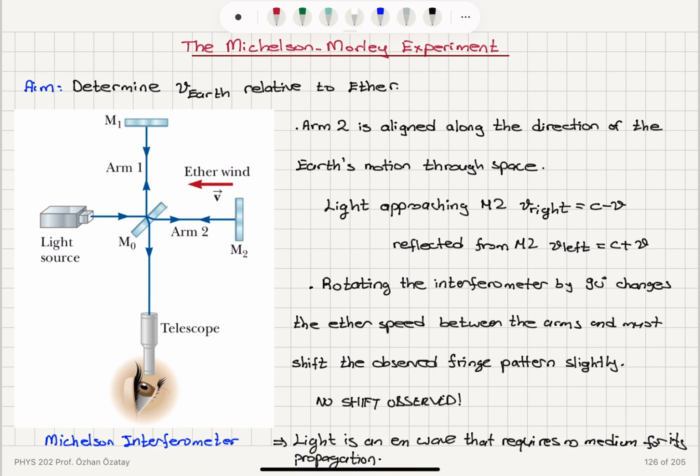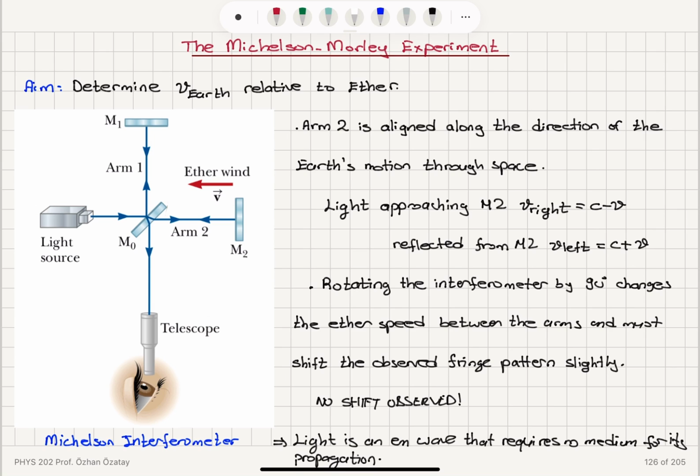All right. So there's this nice experiment, the Michelson-Morley experiment. Michelson's interferometer was something we mentioned before. It was used to measure the wavelength of light. So the aim of this experiment is to determine the velocity of the Earth relative to ether. So we can basically see that the speed of light propagation should change depending on the relative direction of the Earth and the ether wind.